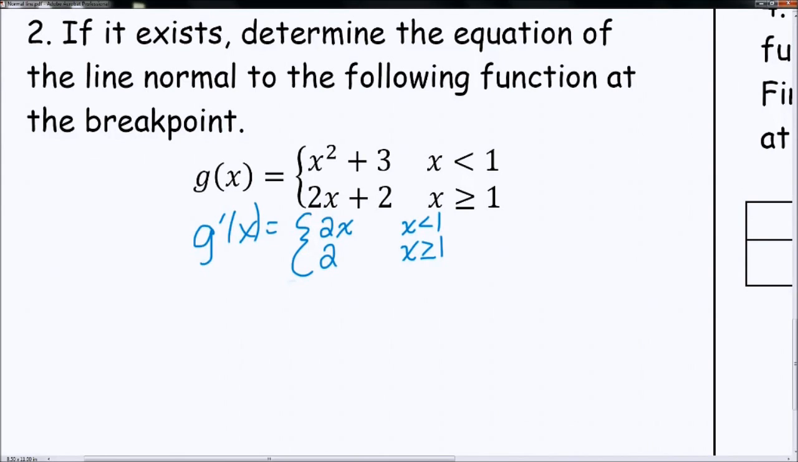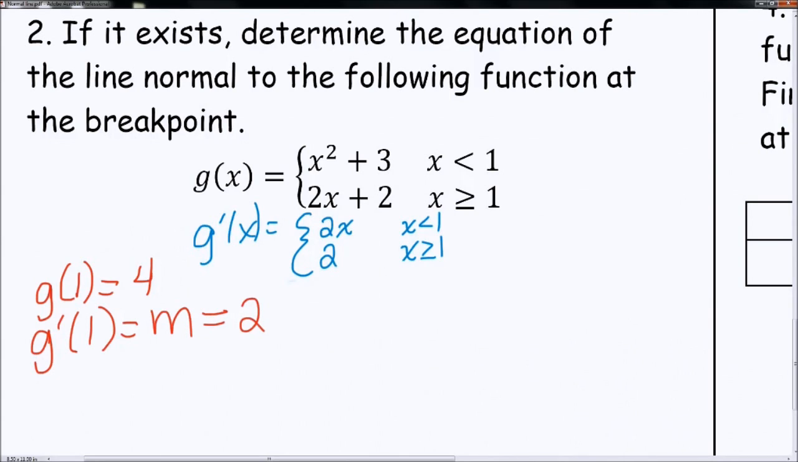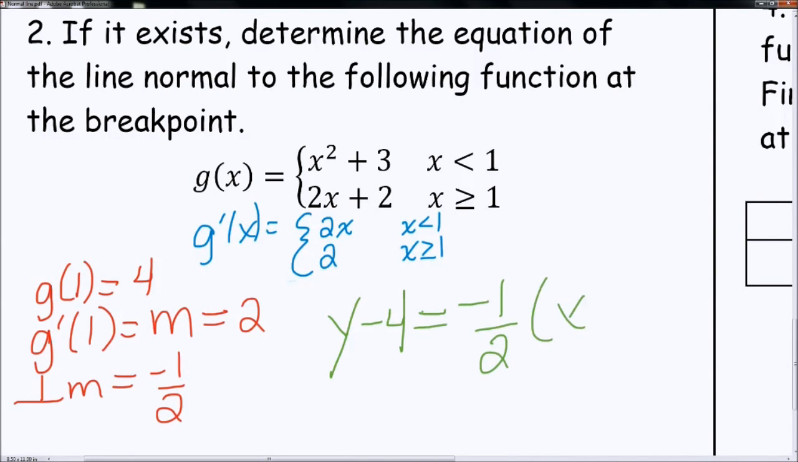All right. So let's go ahead and find the equation of our normal line. We have the x-coordinate, let's find the y-coordinate. So g of 1 is going to be equal to 4. And my slope, g prime of 1, which is the slope for my tangent line, is going to be equal to 2, but my perpendicular slope is going to be equal to -1/2. And so my normal line, not tangent line, is y minus 4 is equal to -1/2 times x minus 1.